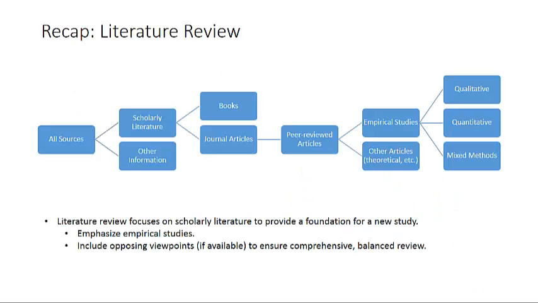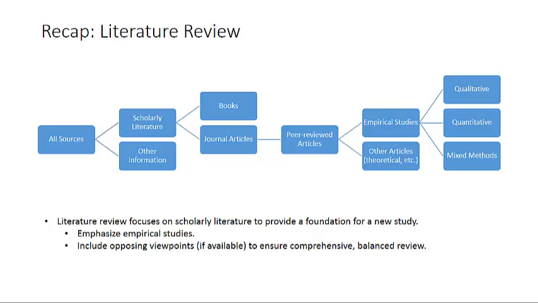To recap, a literature review involves examining the scholarly literature on a topic to provide the foundation for a new study. Scholarly literature consists of books and journal articles that are written by researchers for an academic and/or research audience. Peer-reviewed journal articles are a subset of the scholarly literature and have usually been carefully vetted by the research community.